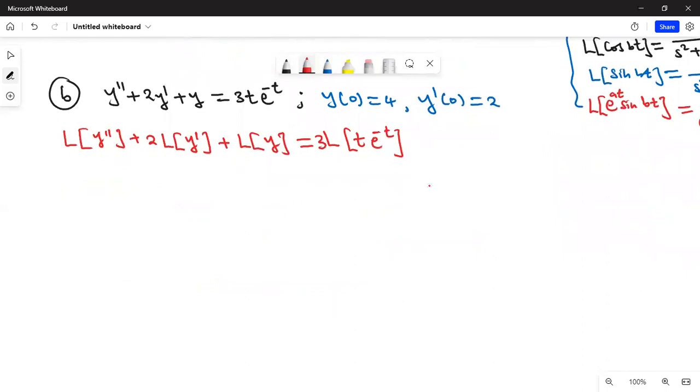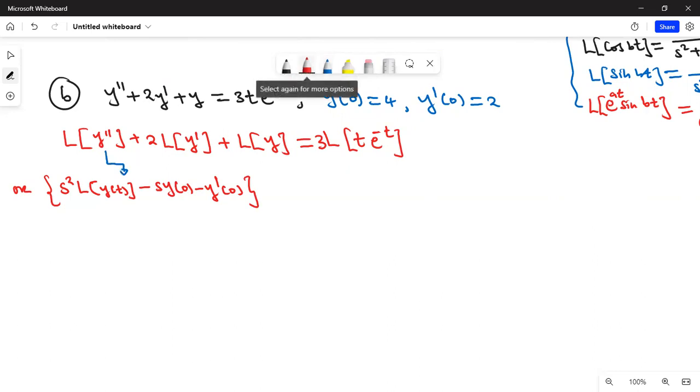So when you operate on those functions on the left-hand side, you're going to get this. We'll have s squared times the Laplace transform of y of t, minus s y when t is 0, minus y prime when t is 0. Remember, that's the first term. Should give us that. Then there's plus 2.